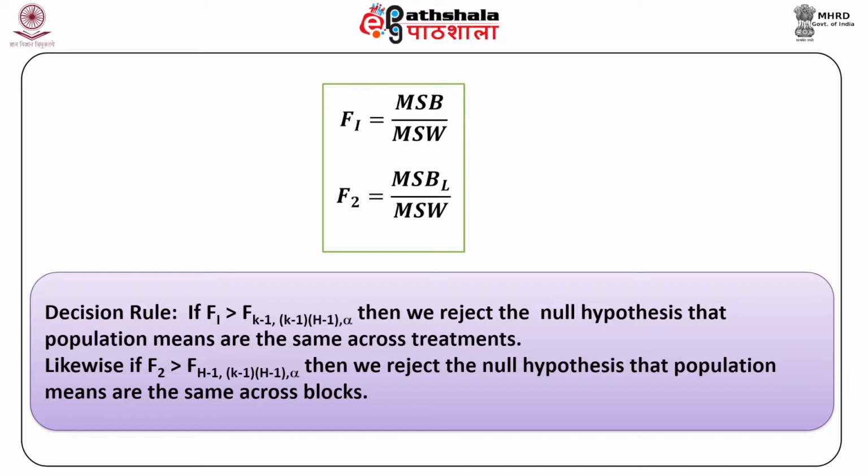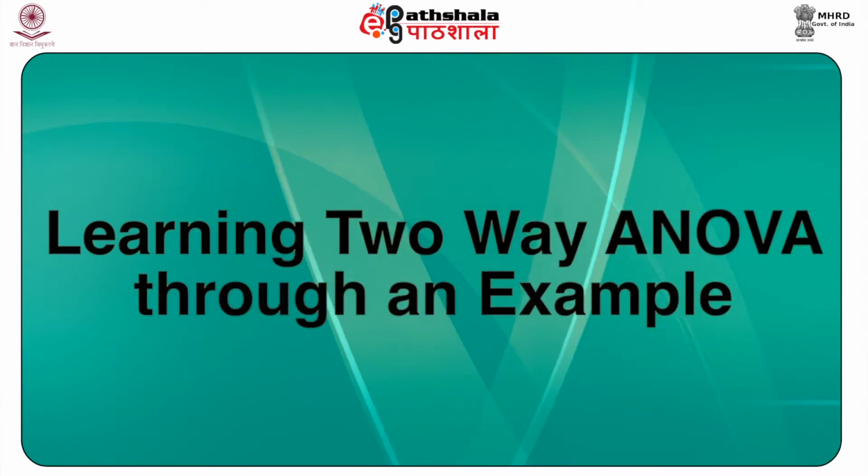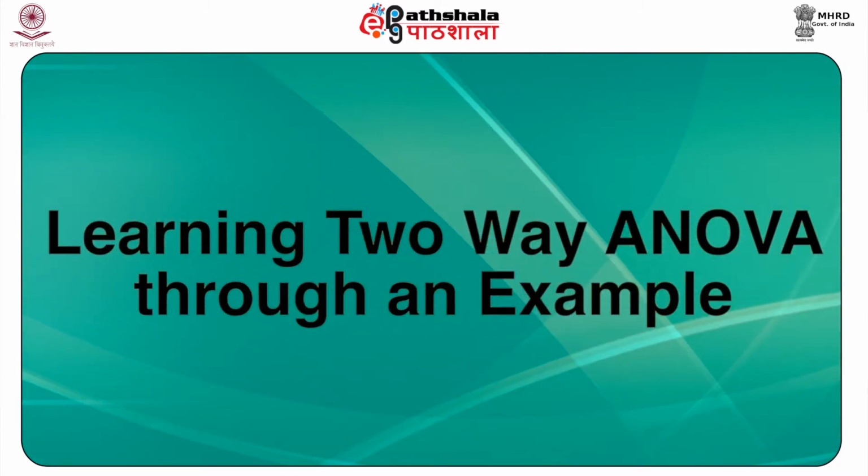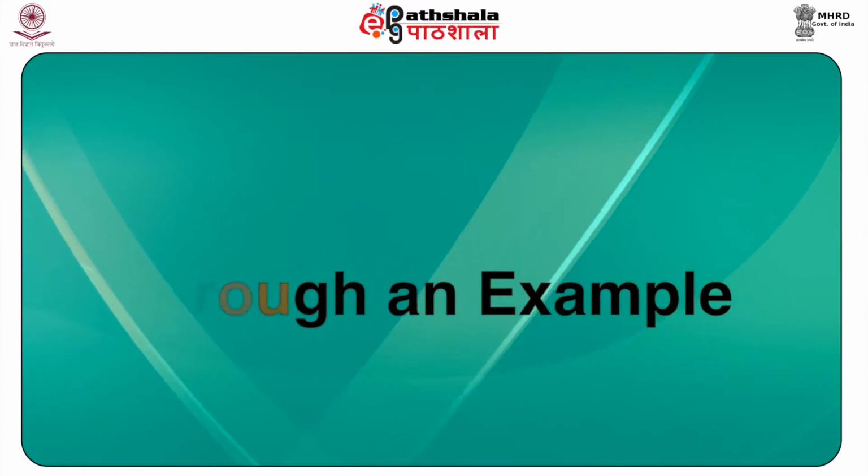Let's now look at the third step, which is the decision rule, which is similar. If F calculated is greater than the F tabulated, or F from the tables, then we reject the null hypothesis that population means are the same across treatments. Similarly, for F2, if F2 is greater than F with h - 1 and (k - 1) into (h - 1) degrees of freedom and alpha, then we reject the null hypothesis that population means are the same across blocks. Let's do this learning of two-way ANOVA through an example once again so that we have clarity on how we ultimately use a two-way ANOVA in the real world.